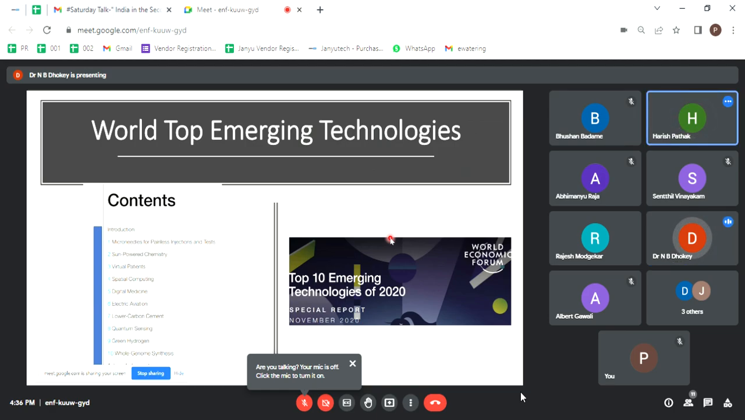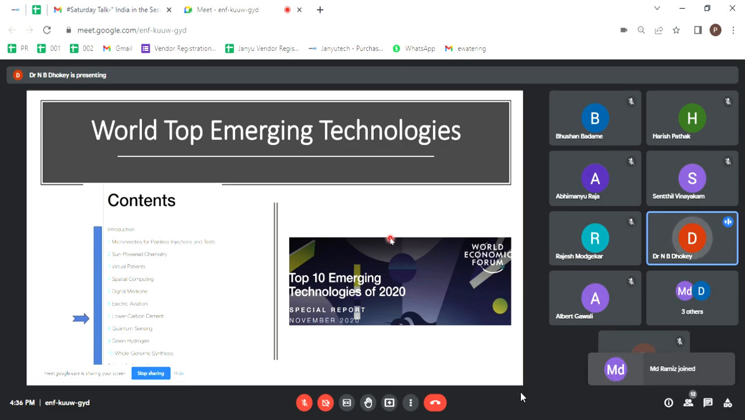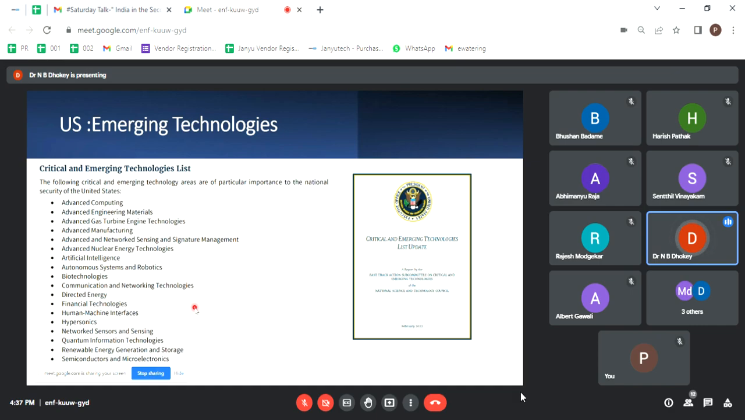So why is this topic so important? Because when you look at what the world is doing with energy materials, you'll find relevance and references on top of the emerging technologies of 2020. You'll find sun power chemistry, low carbon cement, and green hydrogen. So the relevance of this topic has importance among the world's emerging technologies, and that is why it is catching the attention of learners and researchers.